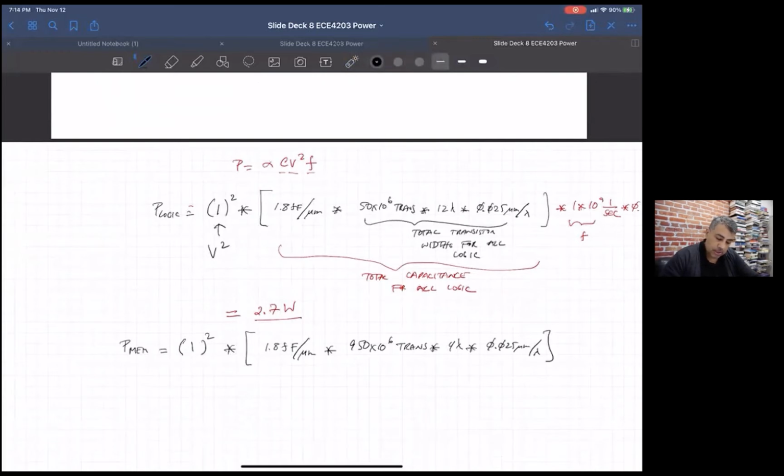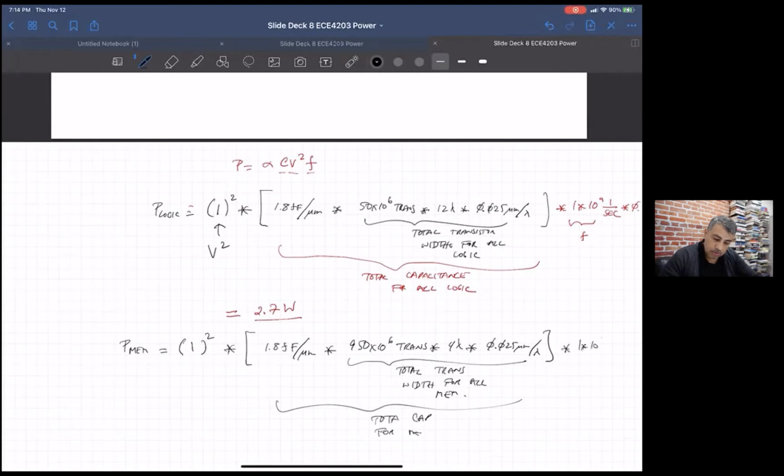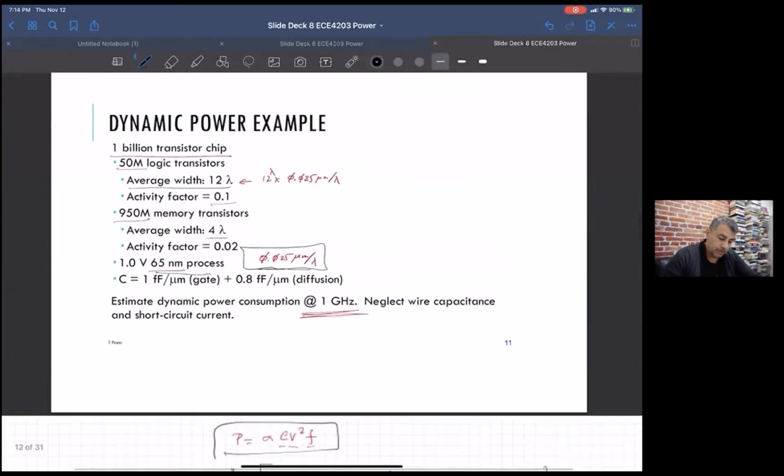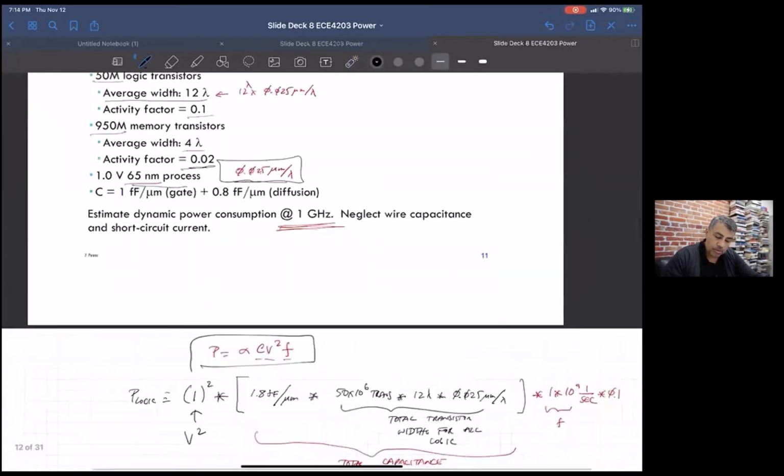Okay, so this is total transistor width for all memory, and this is the total capacitance for memory. So times 1 times 10 to the 9th times, same frequency. It's still the same equation here. And then the activity factor is a lot less, it's 0.02.